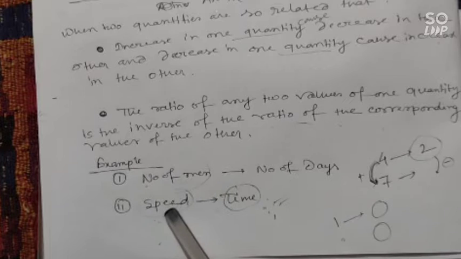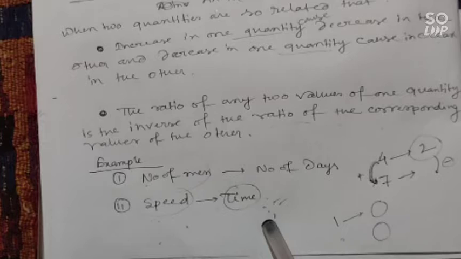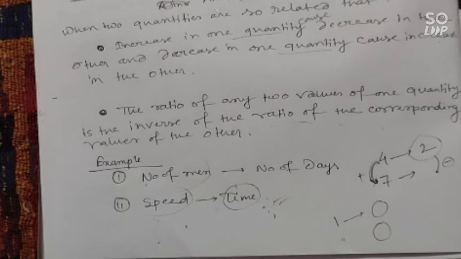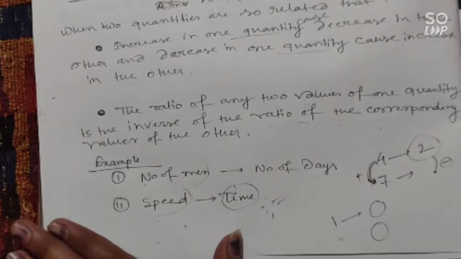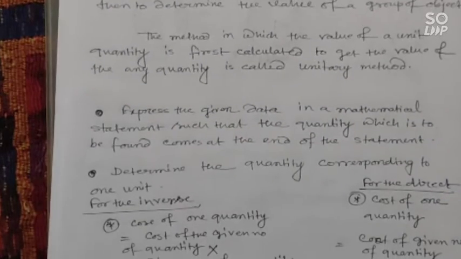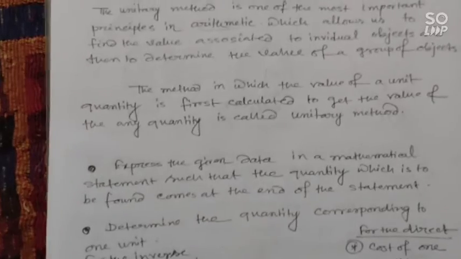So the ratio of two values of speed is equal to the inverse of the ratio of the two values of time. So how can you find the inverse? I will show you in the example. Now I will tell you some working rules for solving a unitary method.